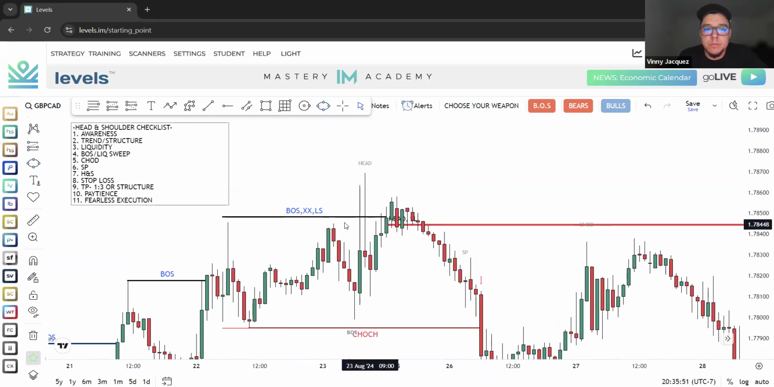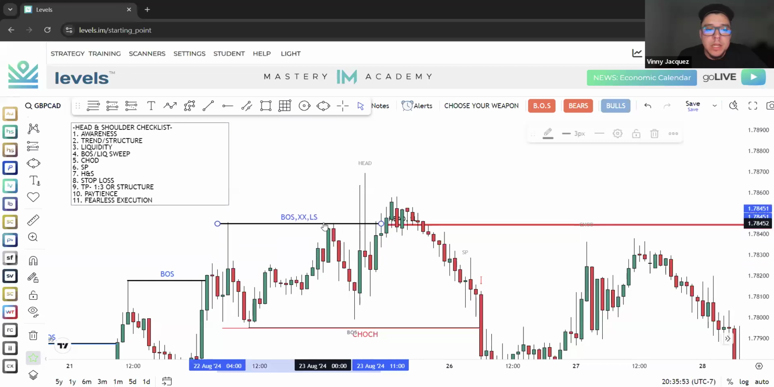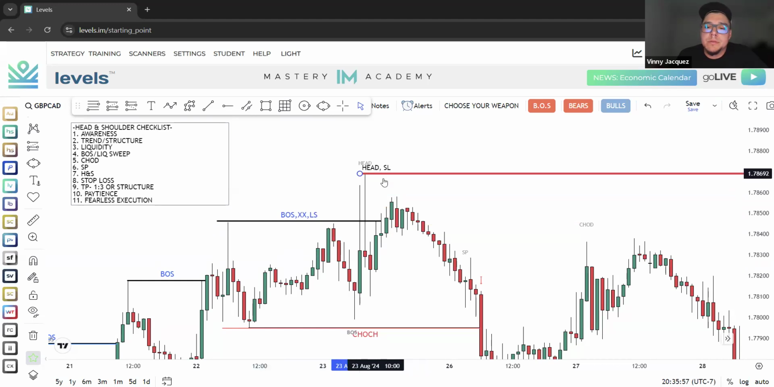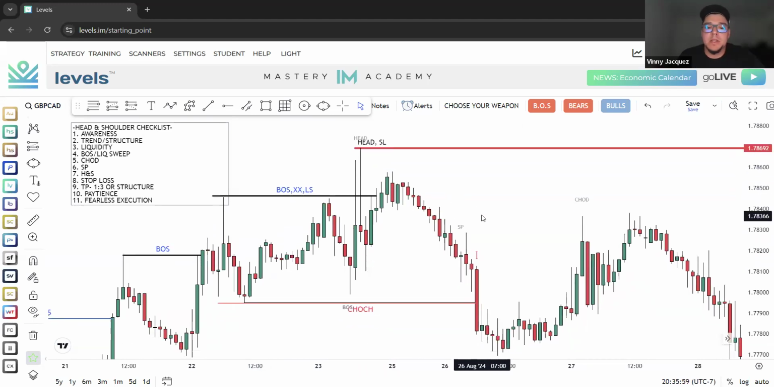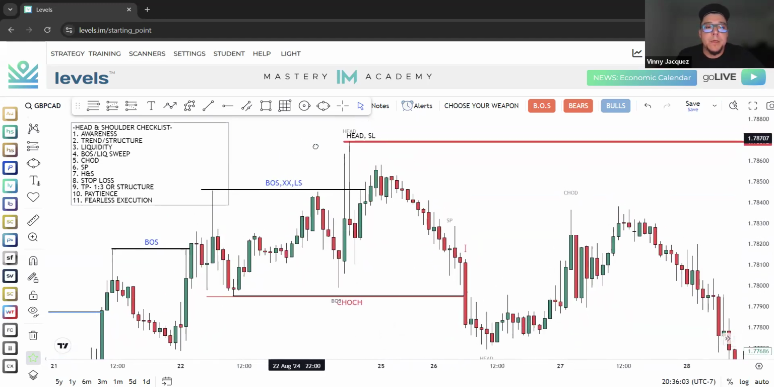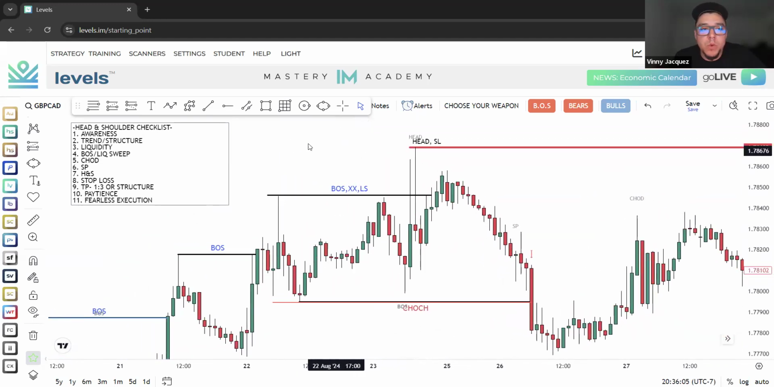Head. Literally telling me that's the head, guys. I mean, it doesn't get any easier than that. You feel me? It really doesn't. Now look at this. All we have to do is put our zone from wick to body.